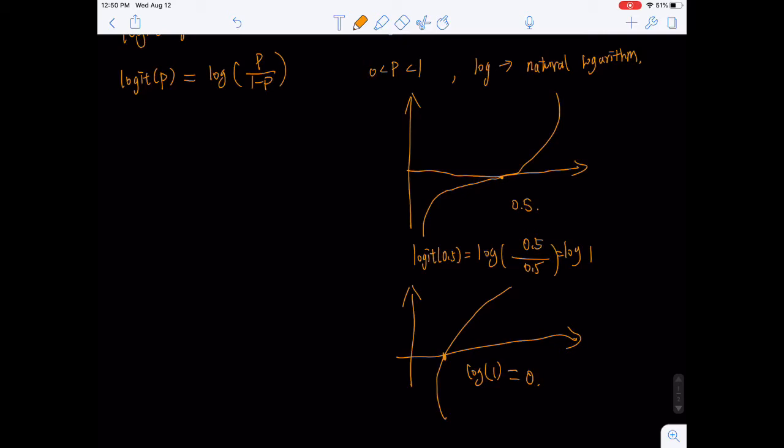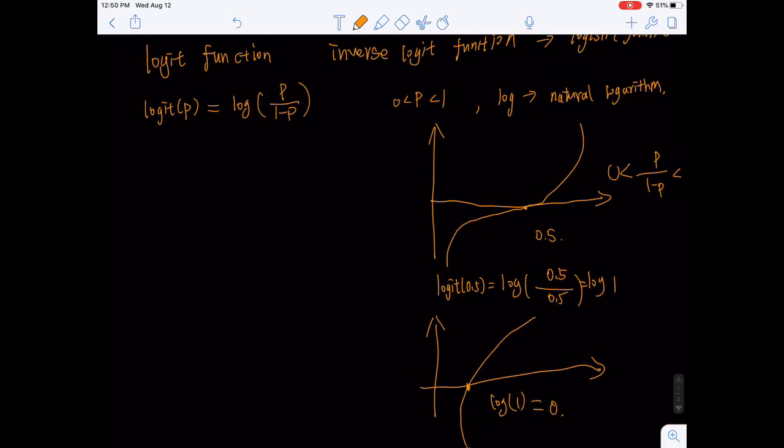The only constraint we have here is that p is between 0 and 1, so p over 1 minus p can basically be any number from 0 to infinity. And that is why in the Logit graph, we don't have a lower bound or upper bound.